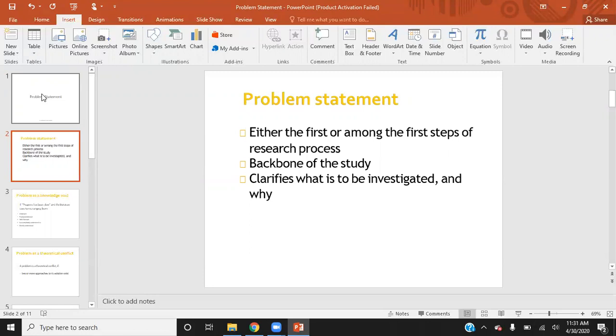If you don't develop your problem statement carefully, you might not be able to do the research properly, because you might go here and there. You're not clear, you don't have the clarity of what is to be investigated, what you are investigating, and why you are investigating.